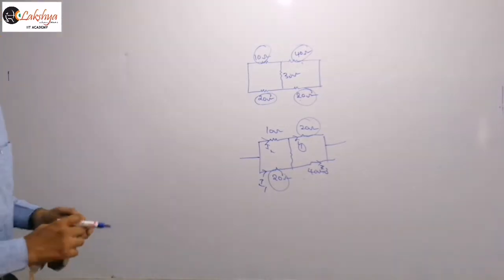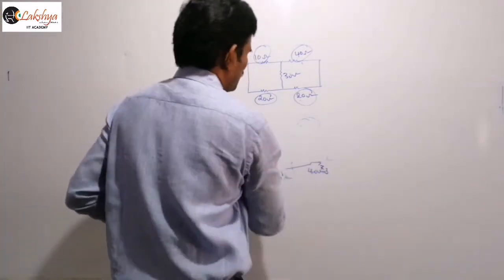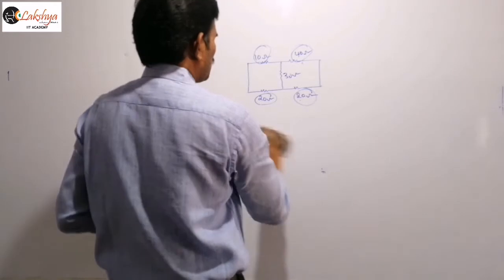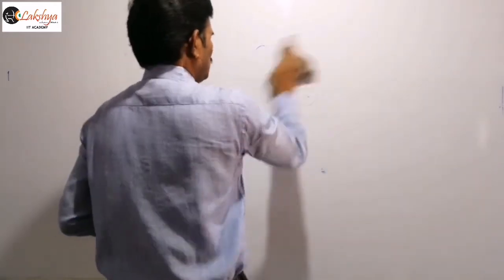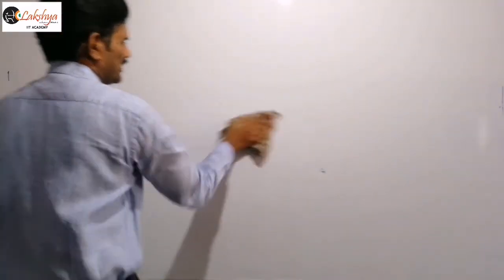So that point you should remember when you are applying this shifted symmetry. The resistor values must be same: 20 and 20 and 10 and 10. And so next let us see about this path symmetry here.